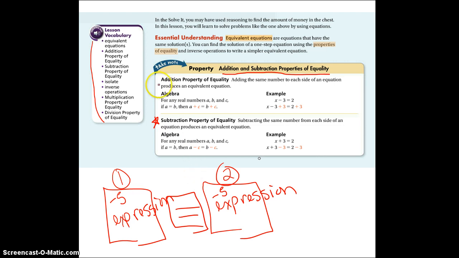Your addition property of equality: if I gave player one money, let's say $2, then the only way I'm going to keep this fair, the only way I'm going to keep this equal, is if I give player two $2. So your addition property of equality says anything you add to the left, you also have to add to the right.